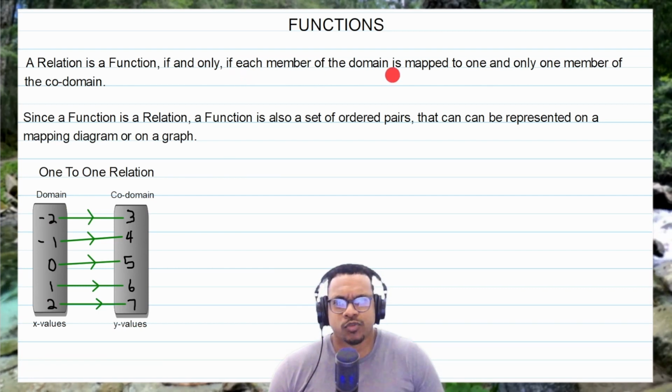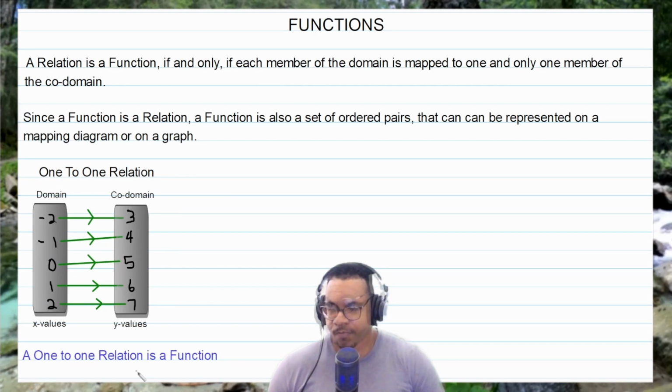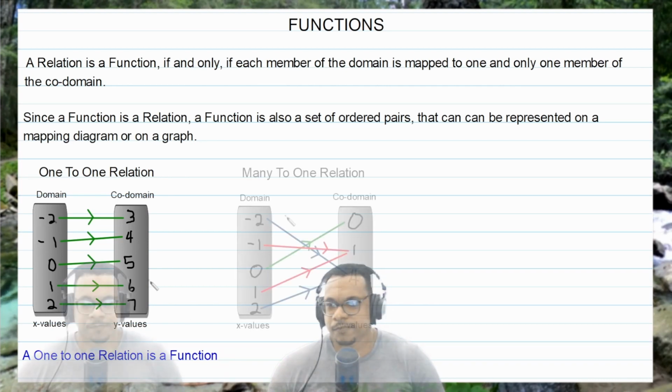So each member of the domain is mapped to one and only one member of the codomain. So let's see if that's true. We are seeing that each member of the domain is mapped, and each member of the domain is mapped to one and only one member of the codomain. Therefore, this one-to-one relation is a function. So I have written here a one-to-one relation is a function.